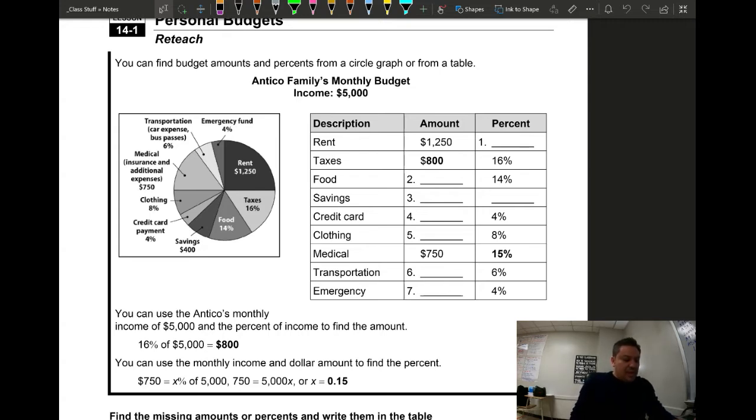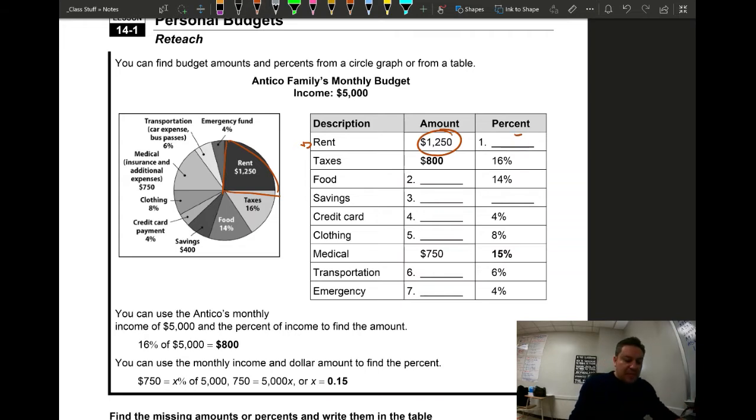So it says rent. The first one is rent. The amount is $1,250. That's how much they pay for rent. But I need to know what percent is that, okay? What percent of 5,000 is $1,250? So if I look at this graph right here, I can kind of estimate that it's gonna be 25%, but I don't know for sure. It looks like it's a quarter, but I have to find out exactly how much that is.